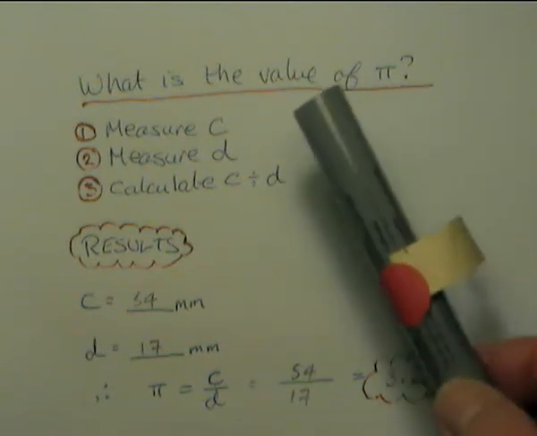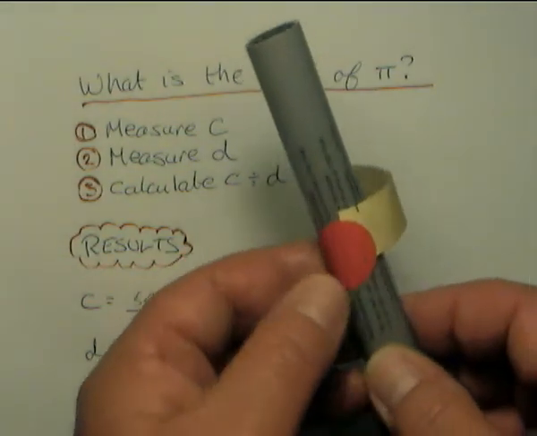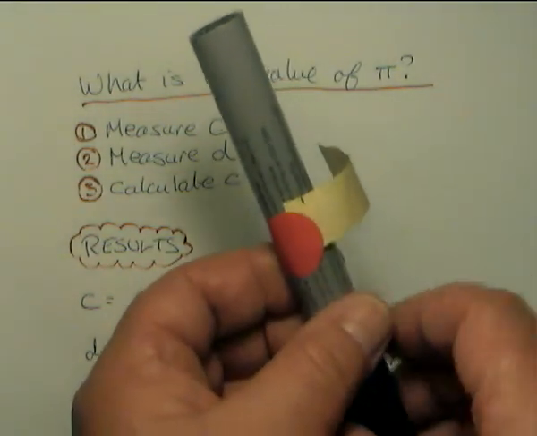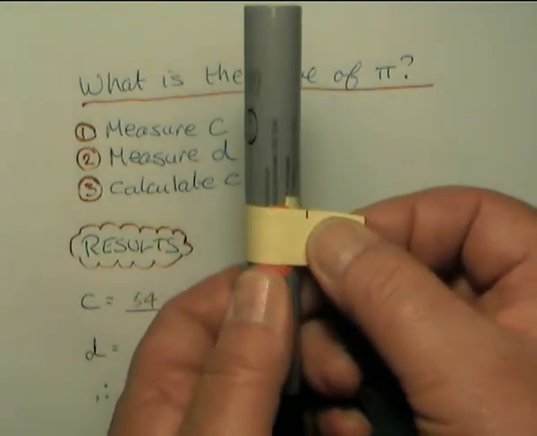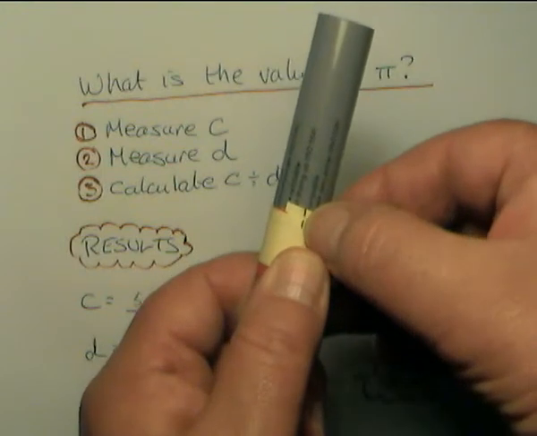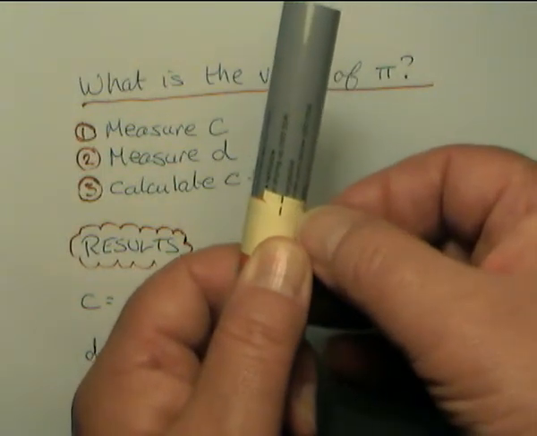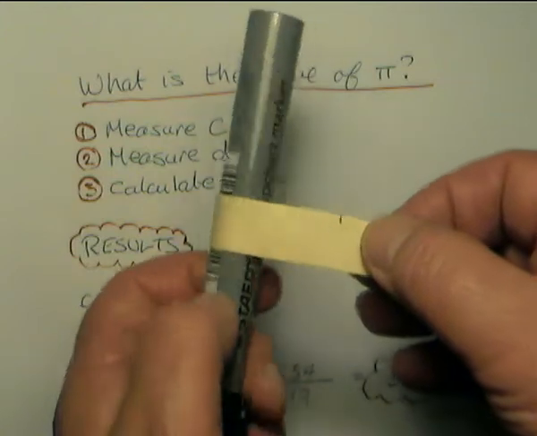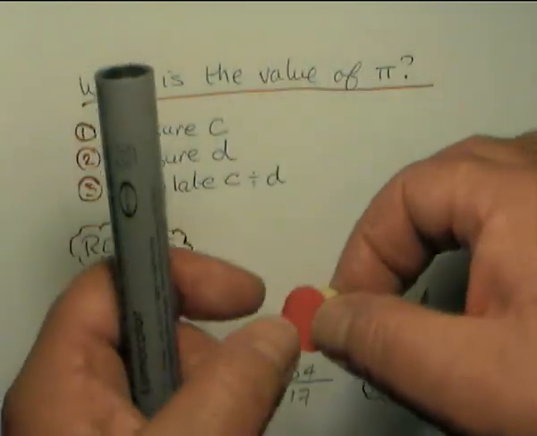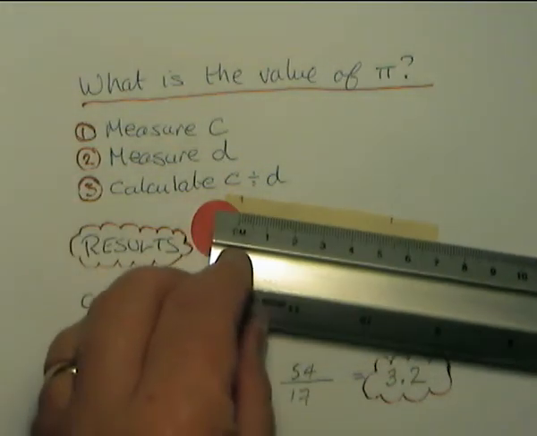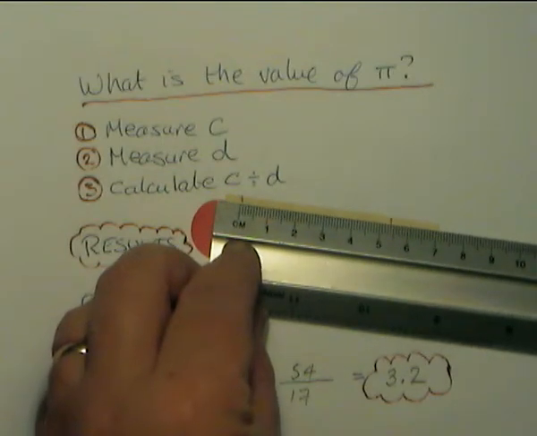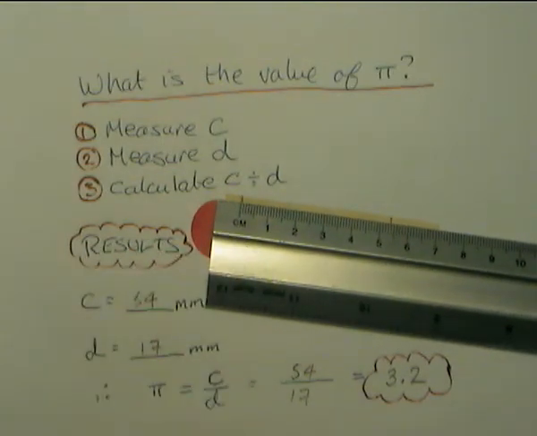I took this pen and wrapped a piece of paper around it. The tape there is just to hold it in place, so I can wrap it nice and snugly. And you can see I put a pencil mark. Now that gives me the circumference. I can unwrap that paper now, and the 2 marks give me the circumference of the pen. And when I measure that, to the nearest millimetre, it's 54 millimetres, so I've got that there.